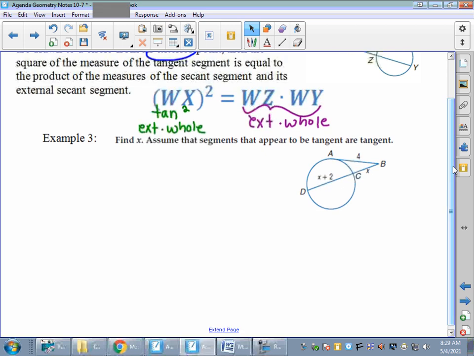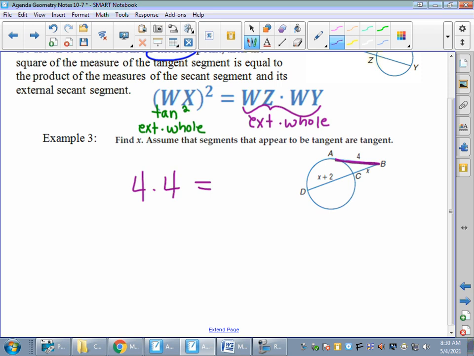Notice AB is the tangent on example 3. It says to find x. BD is the secant. So I'm going to do exterior times whole, and tangent squared, or exterior times whole. So if I just look at this tangent, right, it is 4. From B to A is 4 units. So I know that is going to be 4 times 4, or 4 squared if you prefer, or we're going to end up with a 16 down here.